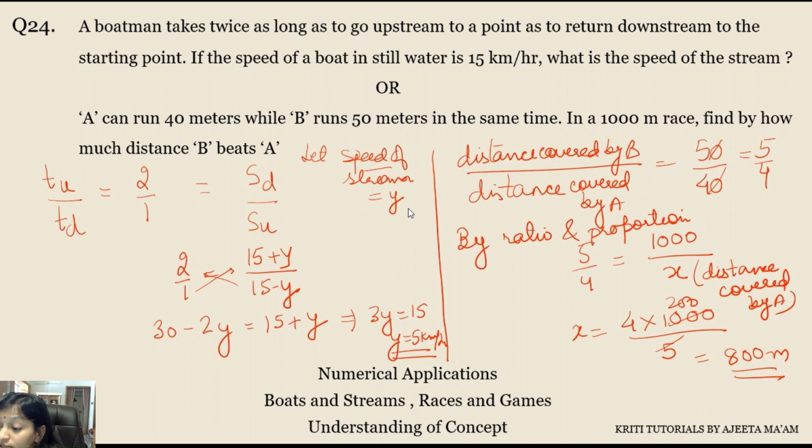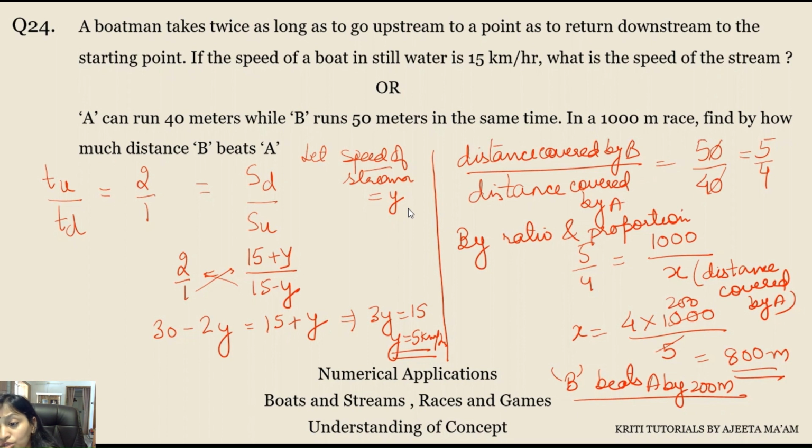Now the final answer is by how much distance B beats A. So that is our final answer. So what will be that answer? 200 meters, right? You cannot leave your answer here at 800. Half mark will be for the final answer. So B beats A by 200 meters. That should be the concluding statement, and that always carries a mark, right? So B beats A by 200 meters.